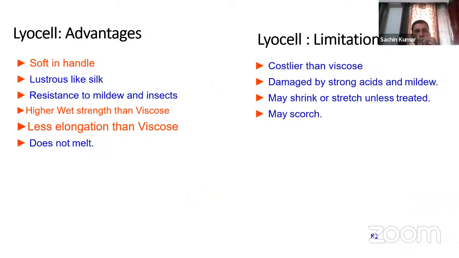These are some of its properties: soft in handle, luscious like silk, resistance to mildew and insects, higher wet strength than viscose, less elongation than viscose, and it does not melt. The limitation is that it is costlier than viscose. That is the major one. Otherwise, property-wise, this is excellent among the regenerated cellulosic fiber categories.